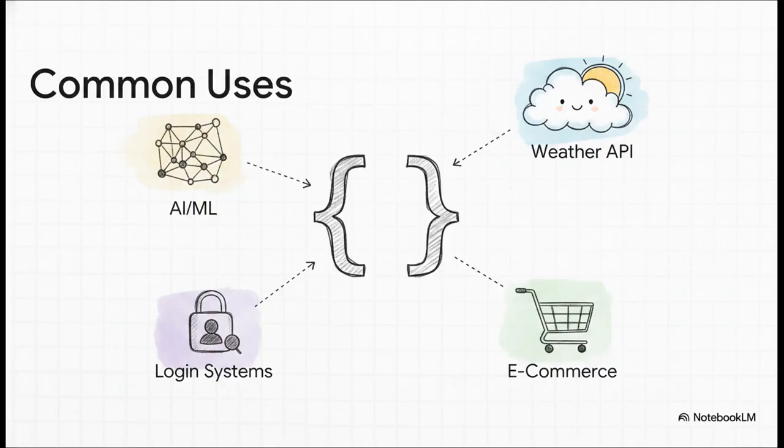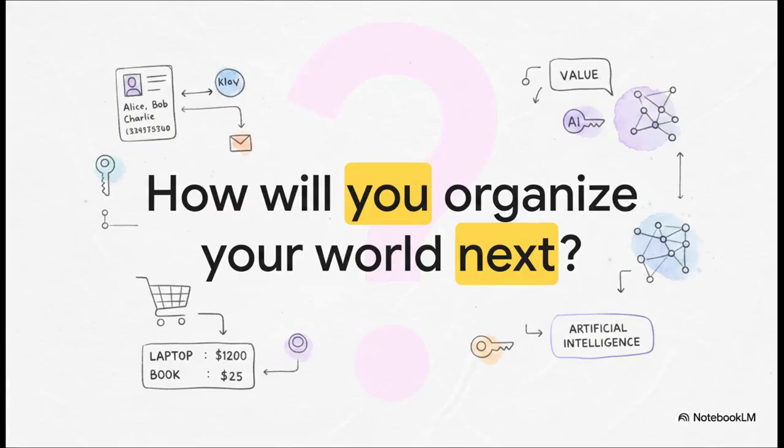It is everywhere. So, we've demystified the syntax, we've learned the rules of the game, and we've seen how this scales from a basic contact list all the way up to the backbone of artificial intelligence. It all comes down to connecting a key to a value. So, if user profiles, digital shopping carts, and cutting-edge AI all run on key-value pairs, how will you organize your world next? The tools are officially in your hands.